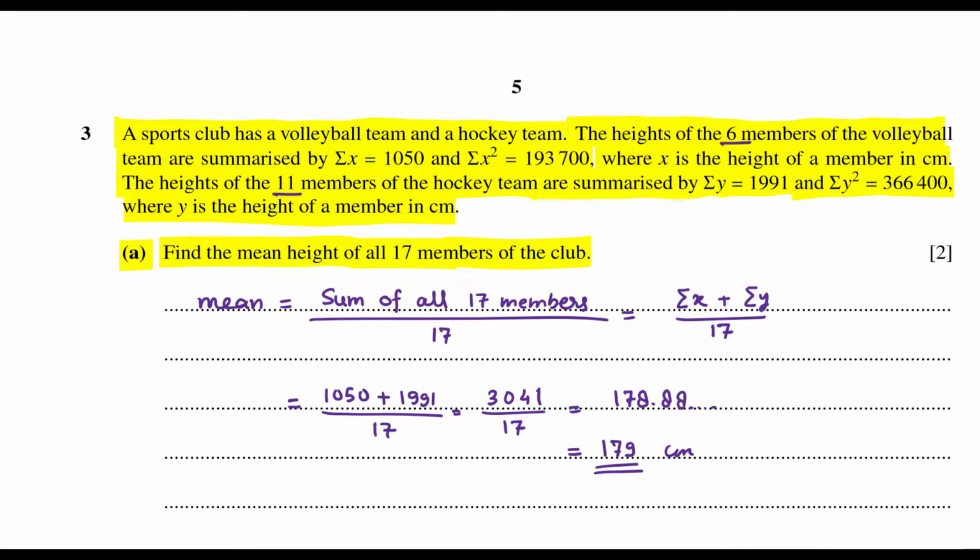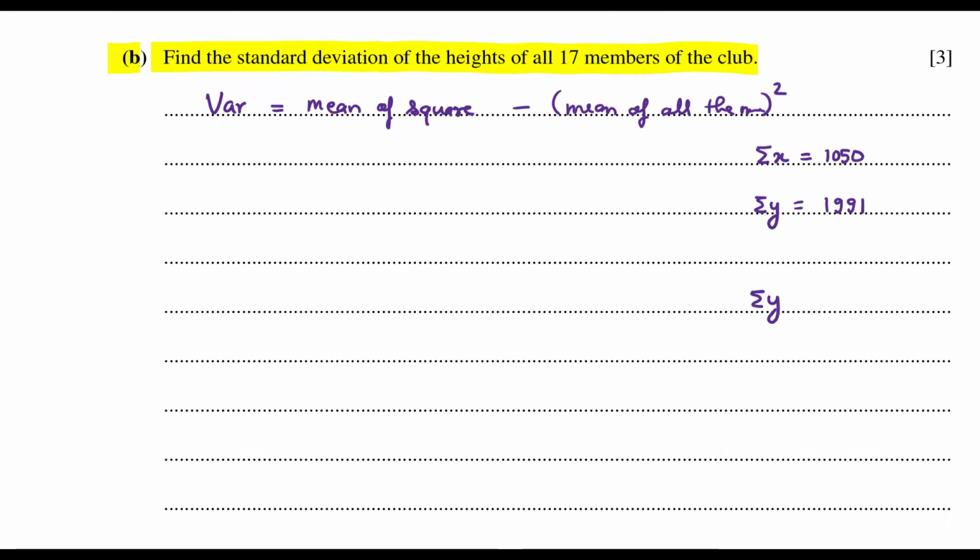And now the rest of this: sigma x square is 193,700 and sigma y square is 366,400. Now we need to just calculate this value. Here the mean of the square means the sum of the square data, divided by the total number, that is 17 of course.